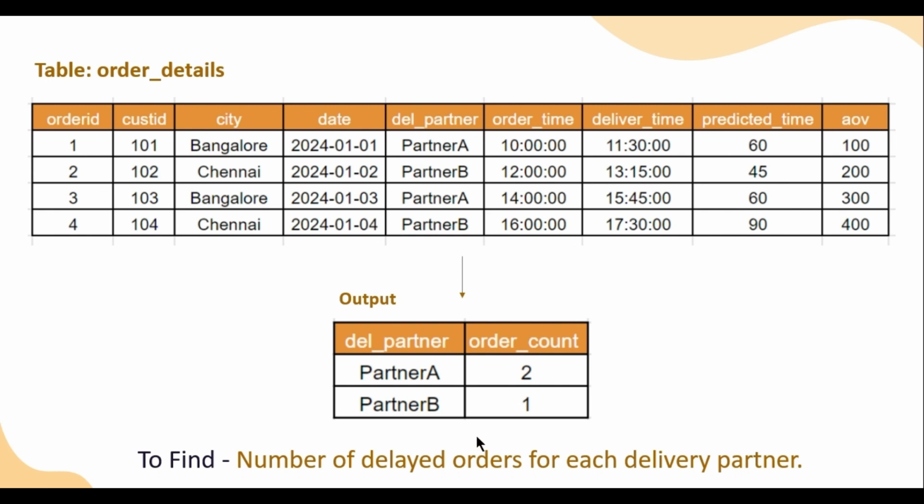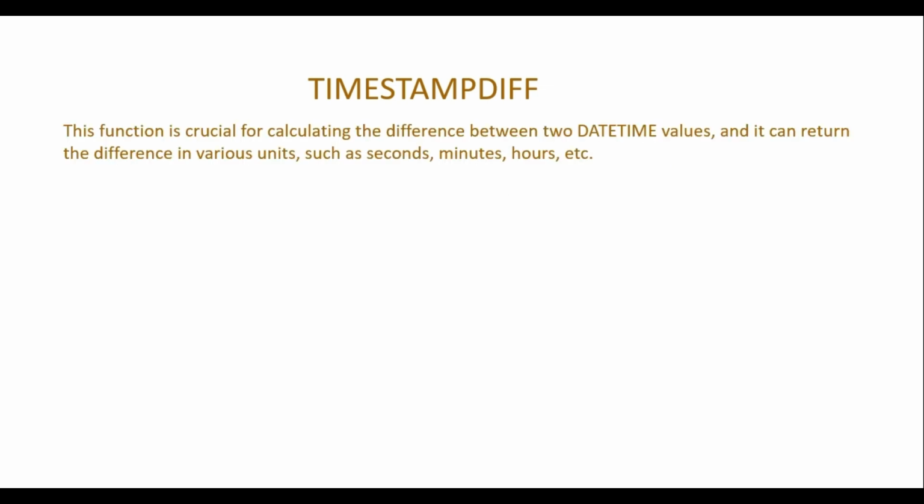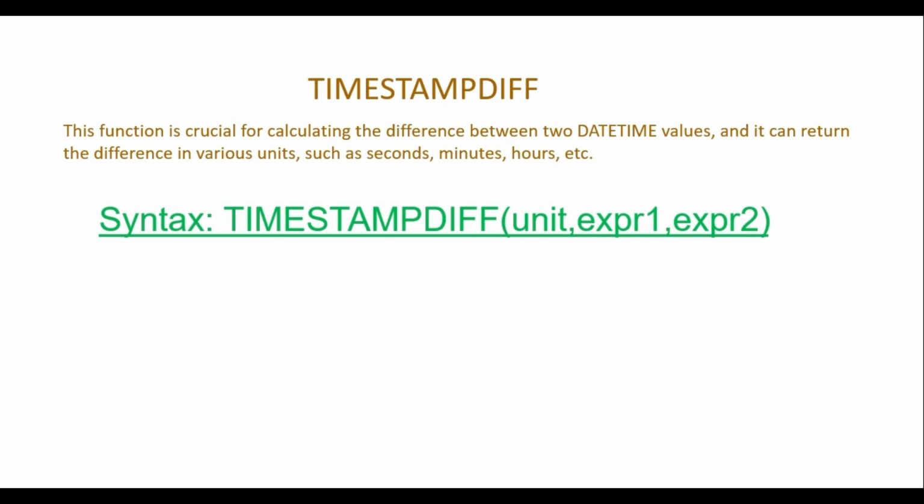To do that, SQL introduces a function, and that function is nothing but the TIMESTAMPDIFF function. This function is crucial for calculating the difference between two datetime values, and it can return the difference in various units such as seconds, minutes, hours, etc. So let's just take a look at the syntax of the TIMESTAMPDIFF function.